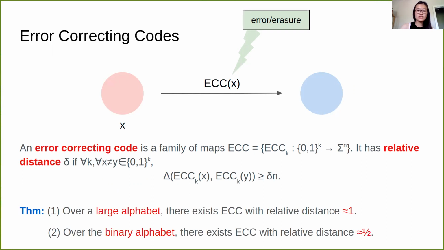So over a large alphabet, there exists an error correcting code with relative distance 1, and over the binary alphabet, there exists an error correcting code with relative distance 1/2.